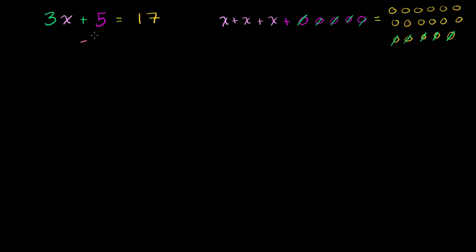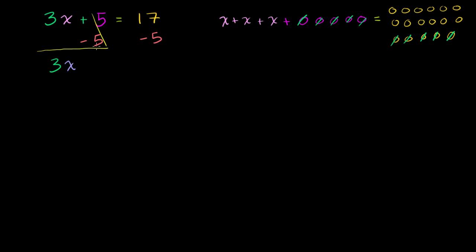So we're subtracting 5 from the left. That's what we did here. And we're also subtracting 5 from the right. Do that right over there. Now, what does the left-hand side of the equation now become? You have 5 minus 5. These cancel out. You're just left with the 3x.